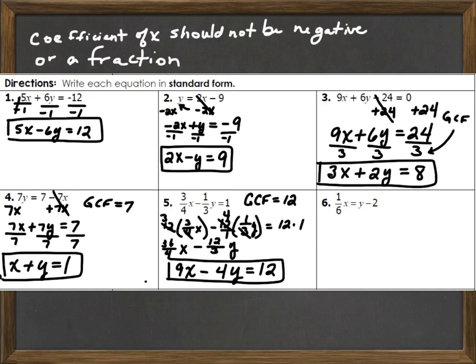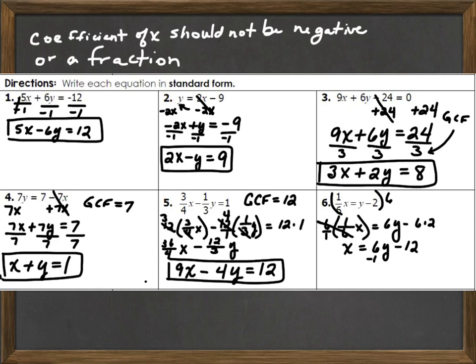And number 6, we have a fraction. So we're going to multiply everything through by 6. All of this by 6. Which means I've got 6, which is 6 over 1, times 1/6 x equals 6 times y minus 6 times 2. Those cancel or become 6 over 6. So we have x equals 6y minus 12.